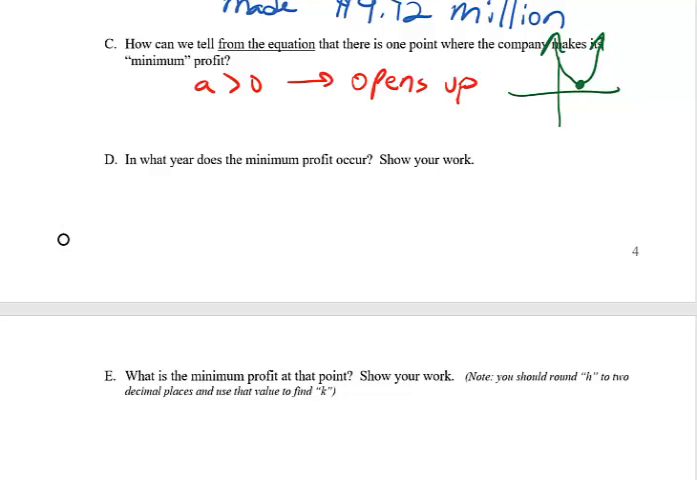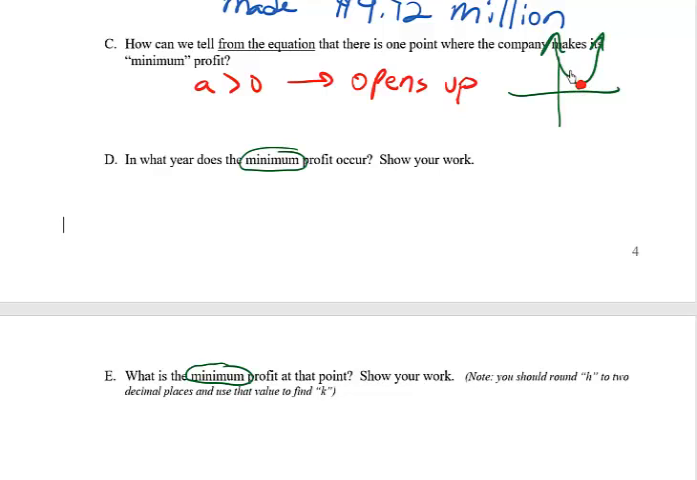Well, just a comment first. You need to know that for the rest of the chapter, when you see the word minimum or maximum or highest or lowest or most or least, any kind of word, greatest, smallest, those are all code words for find the vertex. Because if you're dealing with a quadratic function, the only way that you have a highest or lowest spot is right here at the vertex.